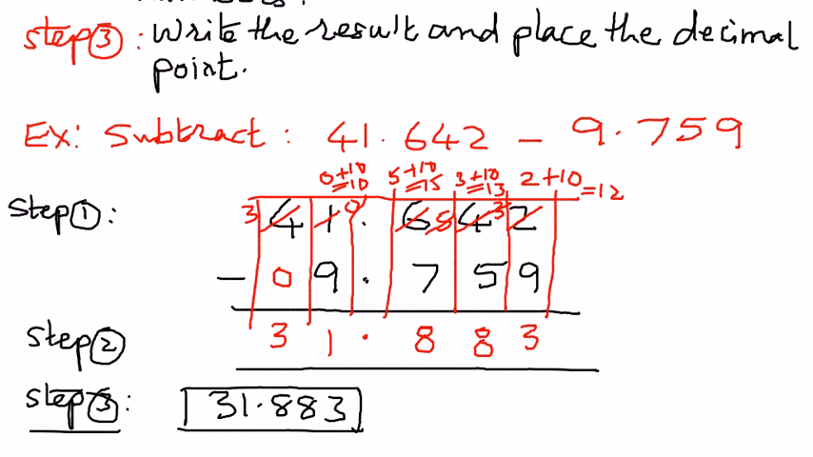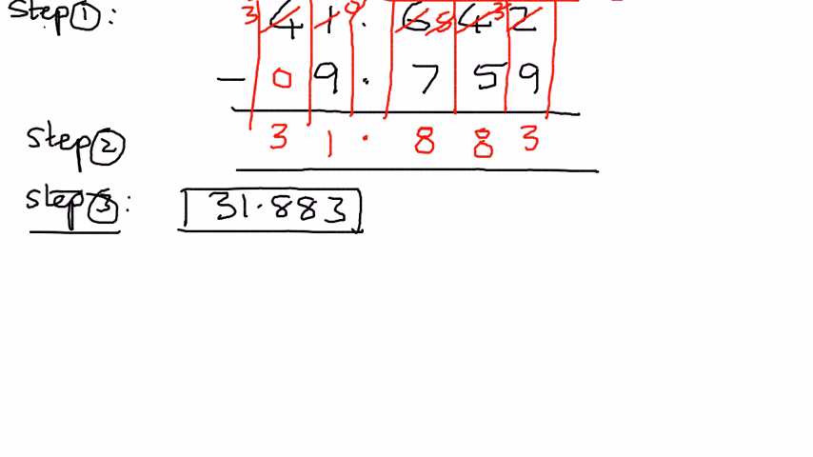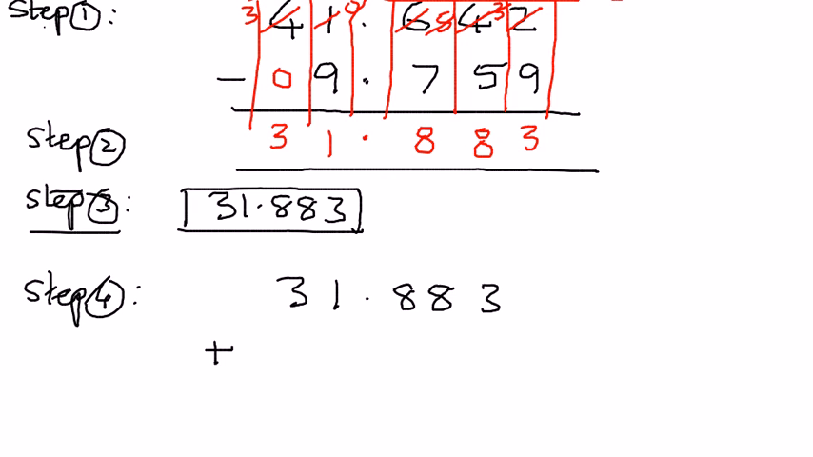We can also check our answer, and the way we can check it is as follows. Step number 4. If we were to take our result, which is 31.883, and if we were to add the second number 9.759 to that, we should get back our original number. We should get back 41.642 as our answer. So let us see if we can get that number.